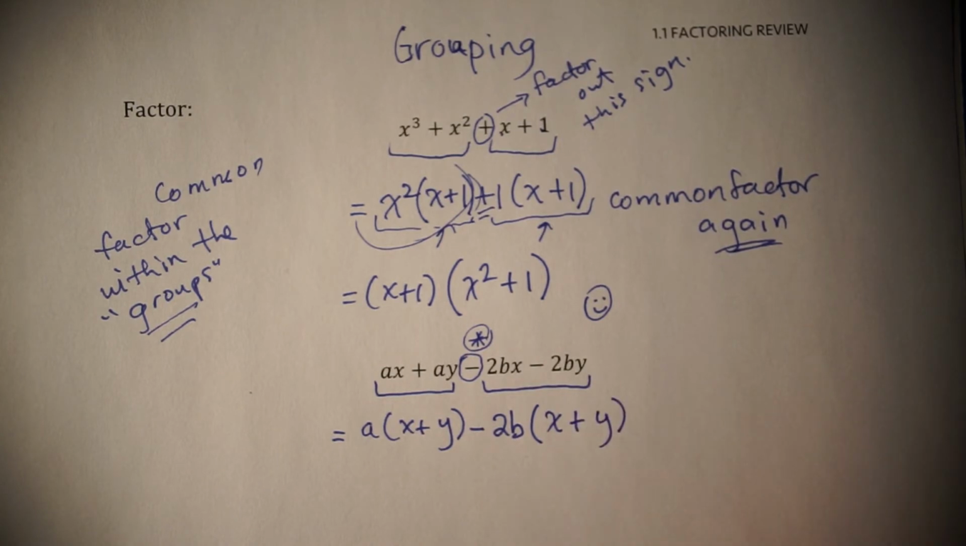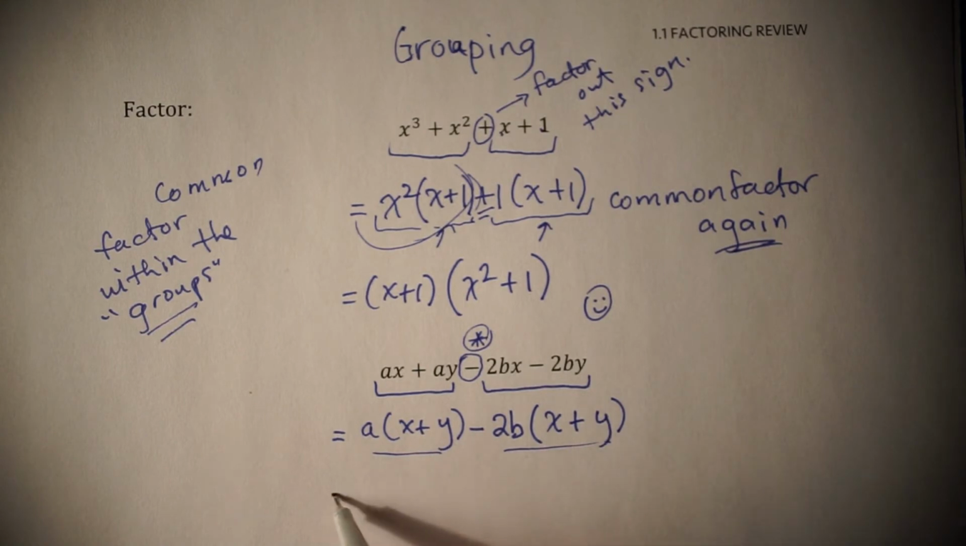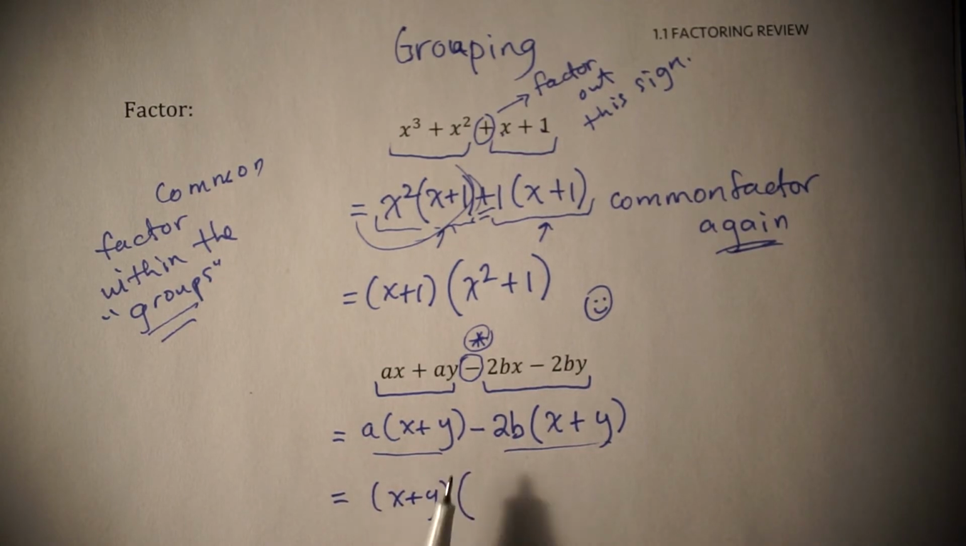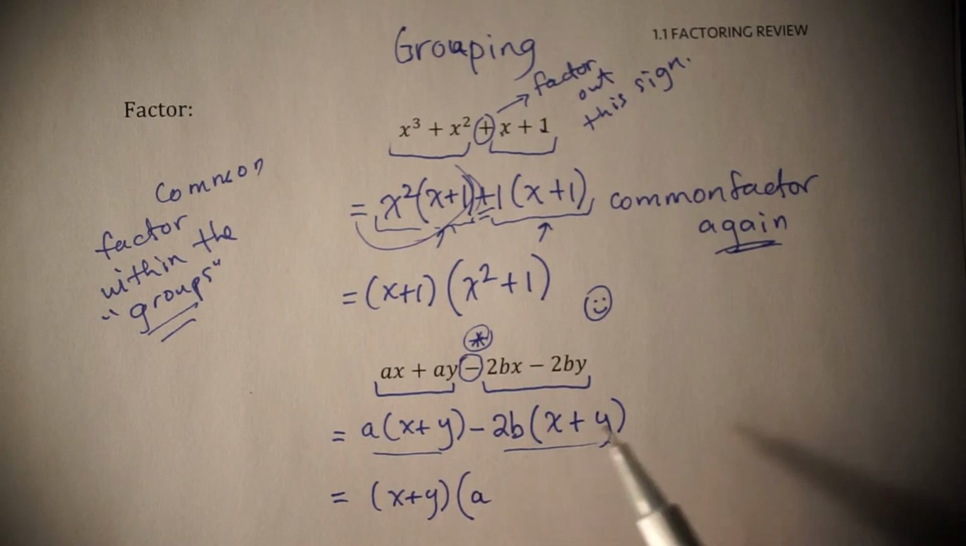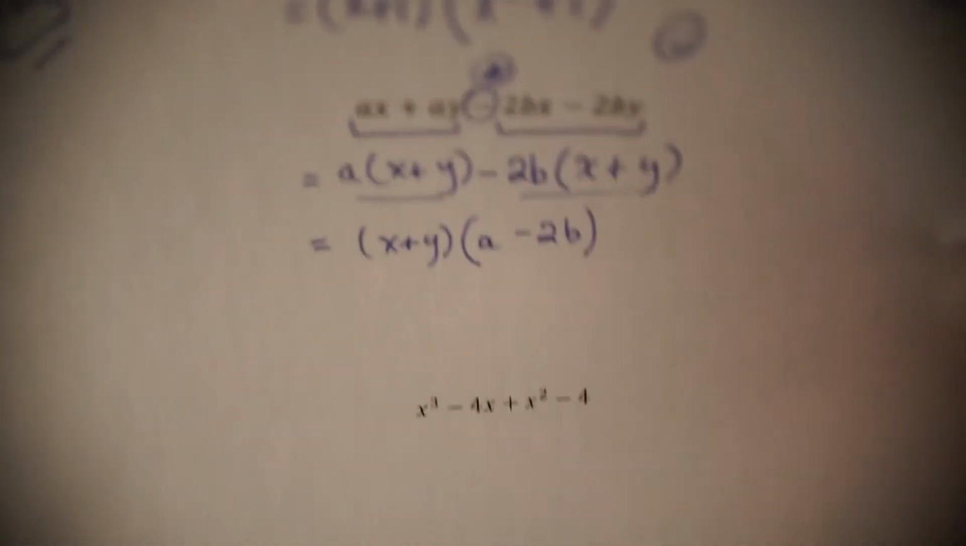Now hopefully, I've got two larger terms. Is there anything common to both? Yes, they both have an x plus y. So now I'm just factoring out the common factor in those two, x plus y. When I divide it out of this one, I'm left with a. And when I divide it out of this one, I'm left with minus 2b. And there it is, all factored.